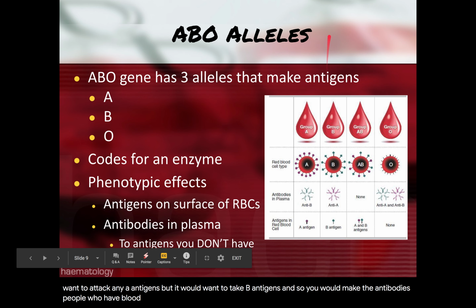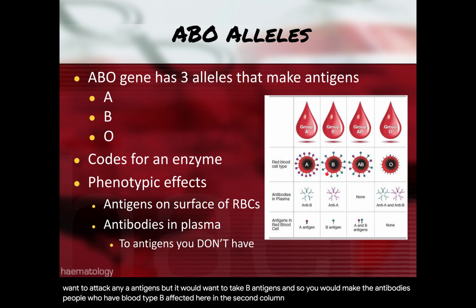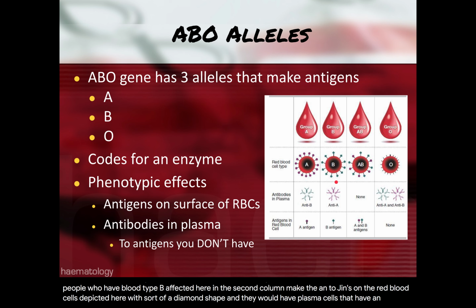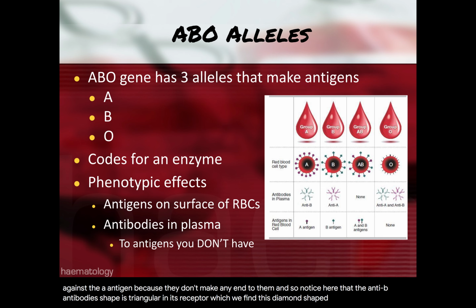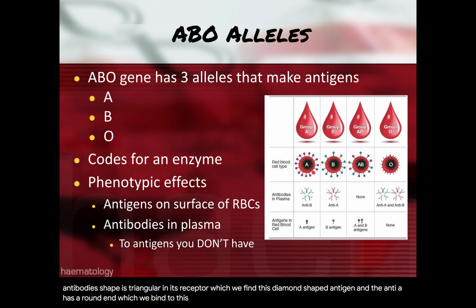People who have blood type B, depicted here in the second column, make B antigens on the red blood cells, depicted here with sort of a diamond shape, and they would have plasma cells that have antibodies against the A antigen, because they don't make any A antigen. And so notice here that the anti-B antibody shape is triangular in its receptor, which would bind to this diamond-shaped antigen, and the anti-A has a round end, which would bind to this round A antigen.